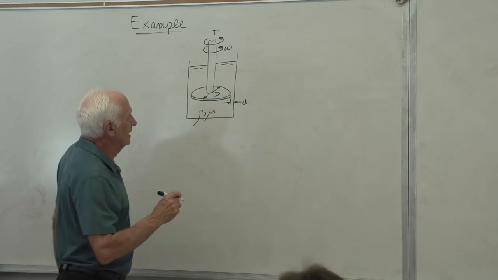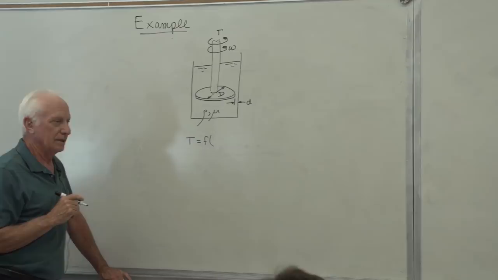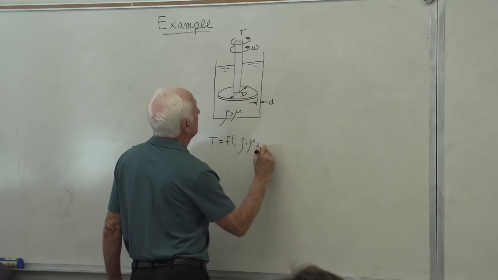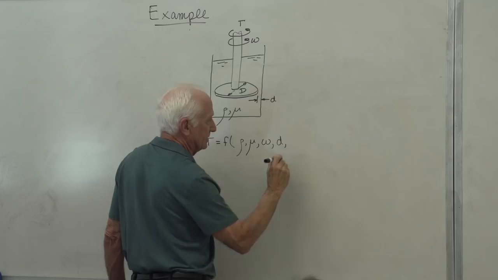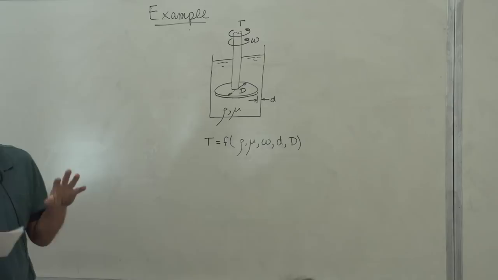So the problem says the torque necessary to rotate this disk at an angular speed of omega is a function of the density, the viscosity, the speed you rotate it at, the clearance distance d, and the disk diameter capital D. And the problem says find all the important dimensionless parameters that characterize this problem.